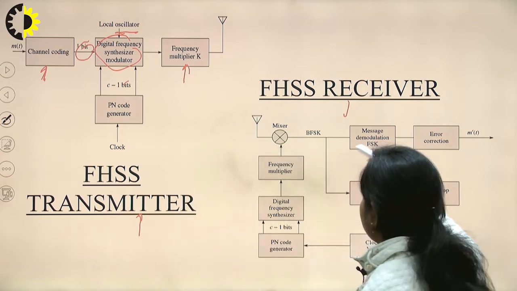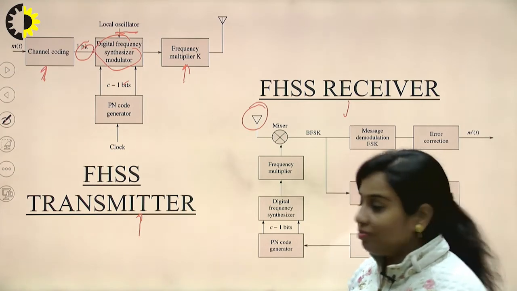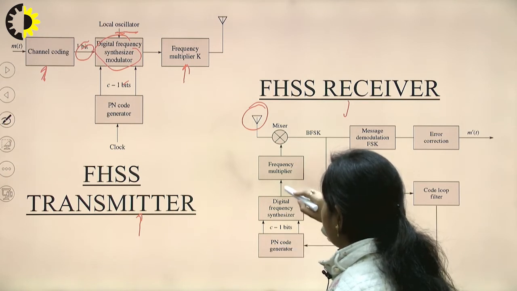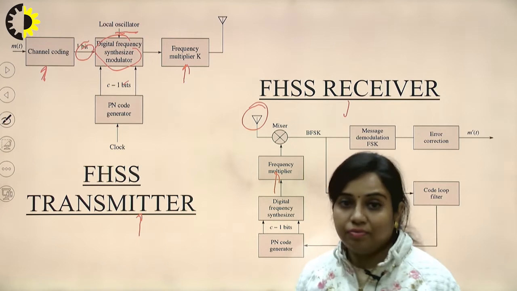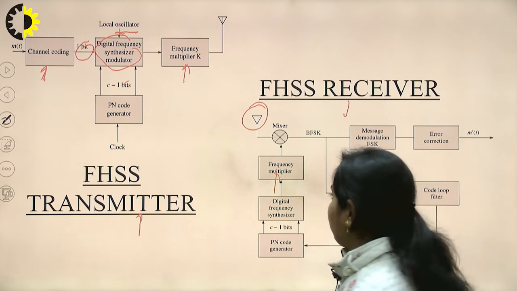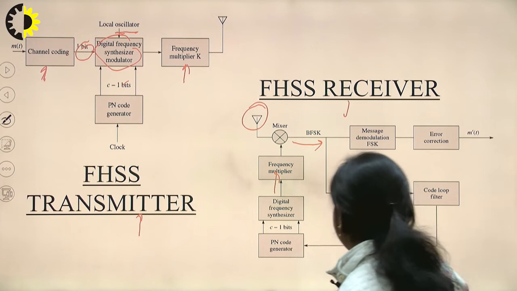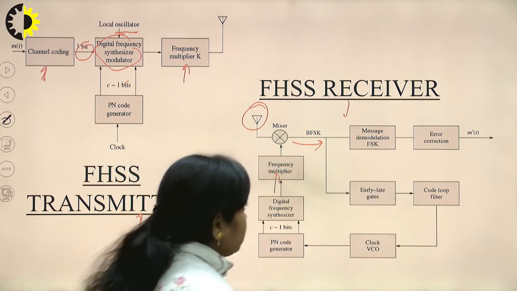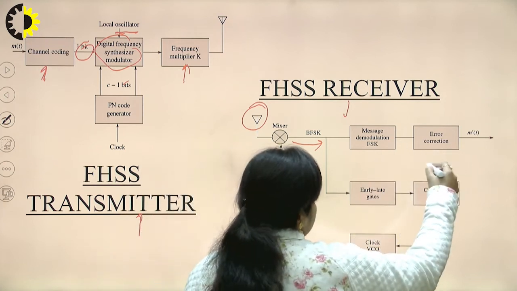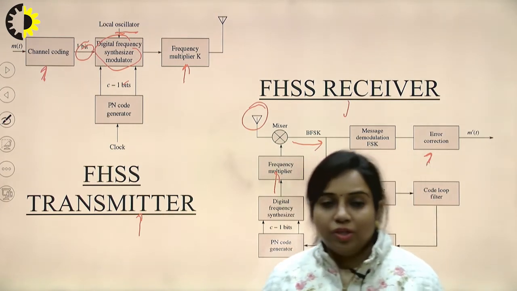Next one is the FHSS receiver. This is the receiving antenna. Whatever signal you have received is first applied to a mixer. To this mixer, we need to apply the PN sequences, which are generated by a PN code generator. It is passed through a digital frequency synthesizer, then through a frequency multiplier. The output of this mixer will be a BFSK signal, that is the binary frequency shift keying. Then it is passed through error correction, and then m(t). Now m(t) is nothing but the approximation of the input signal.